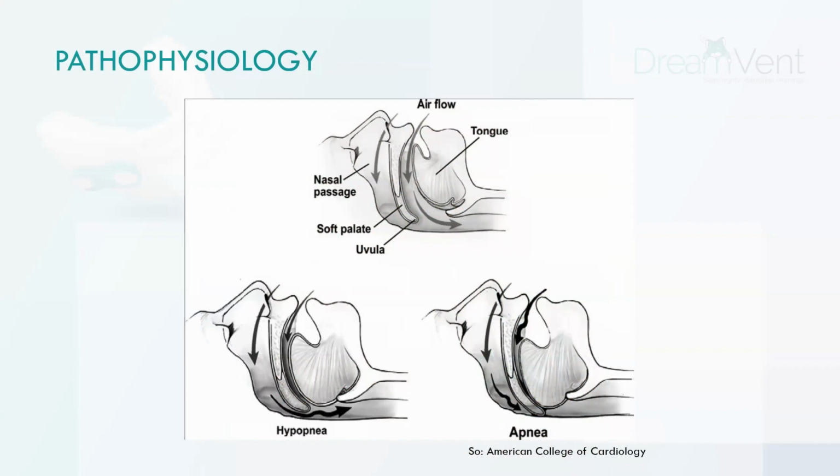Again, pathophysiology, so this theme goes over and over. My apologies for repetition. This is the normal airway, as you can see, nasal airway, pharyngeal airway, and uvula, soft palate, and so this is a normal patent airway. This is hypopnea, which is partial occlusion of the airway. The airway narrows, not completely closed off, and with apnea, as you can see, there's complete closure or occlusion of the airway.